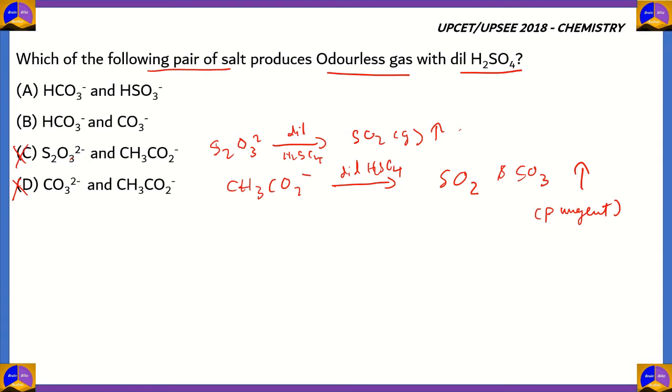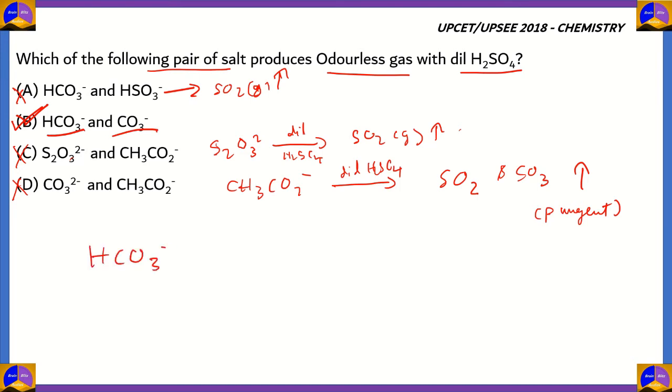In option A, we have HSO3 minus. This, again, on reaction with dilute H2SO4 releases sulfur dioxide gas. Sulfur dioxide is pungent, so therefore option A is incorrect. The correct option is option B, HCO3 minus and CO3 2 minus.